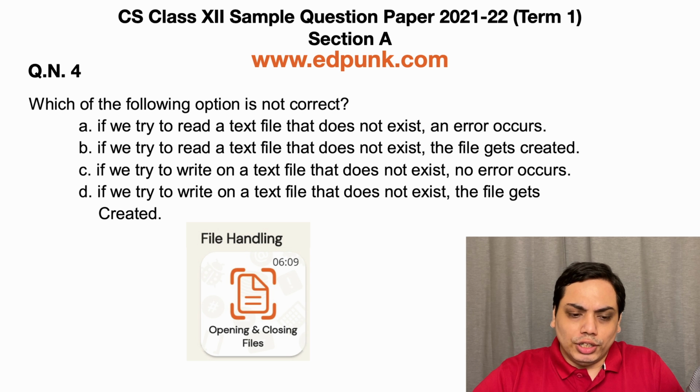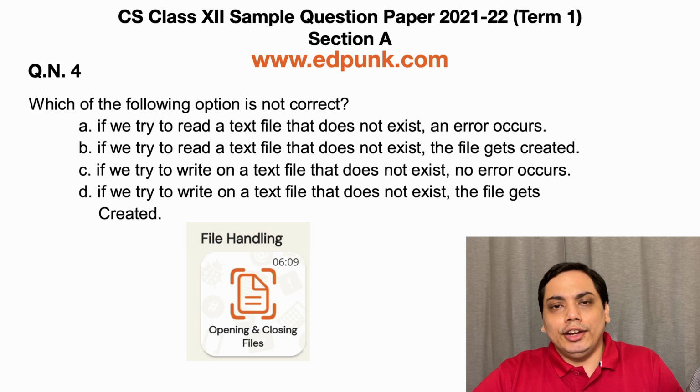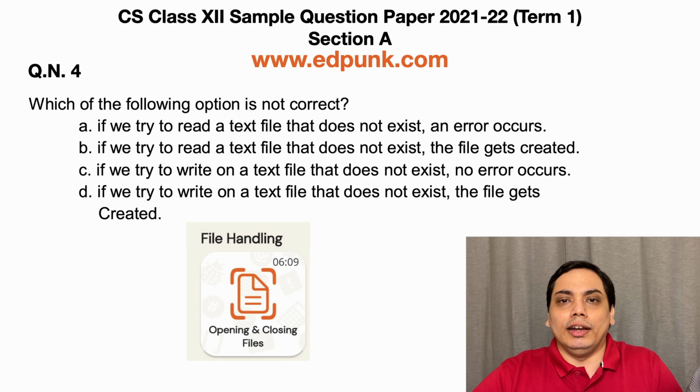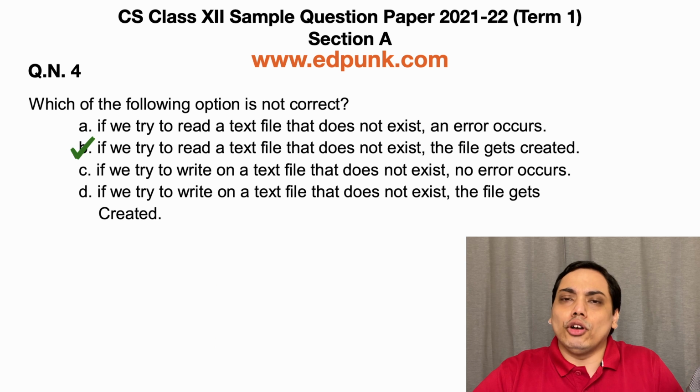Moving on to the next option. If we try to read a text file that does not exist, the file gets created. This option is incorrect because when we try to read a text file and if it does not exist, then the Python interpreter throws an error. A file never gets created when it is opened in read mode. So this option B is incorrect.